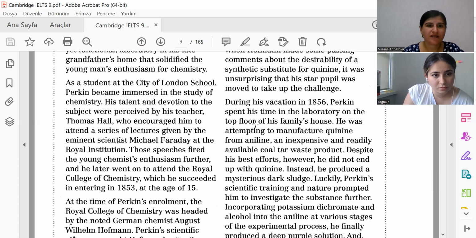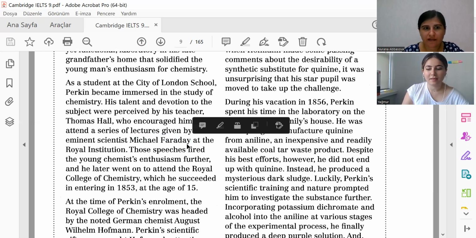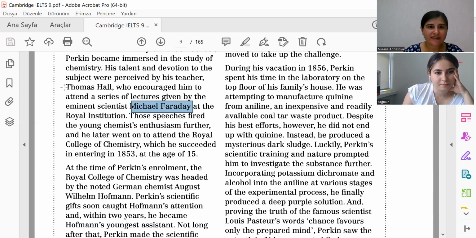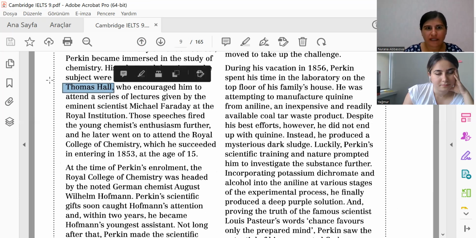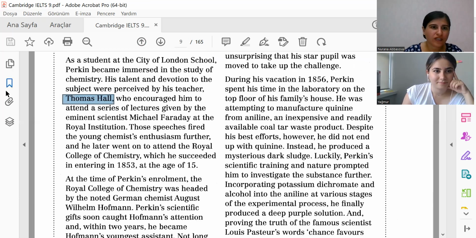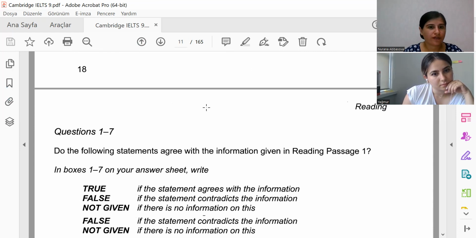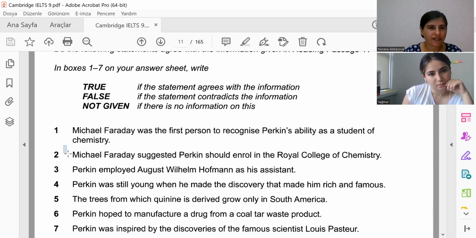The first one is false, yes, because it's not Michael Faraday. It is Thomas Hall. That's why it is false. Next question, the answer to the next question should be after Thomas Hall. So you can just put some mark here in order to be sure. And you can even write 1 here, because the answer to question number 1 is here. You have to mark it in order to be careful, not losing time.